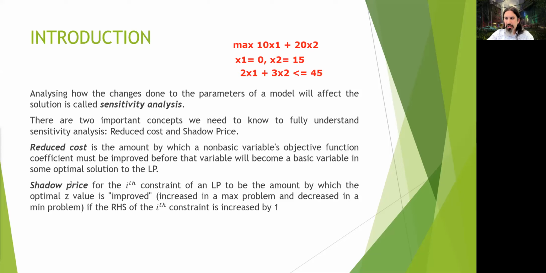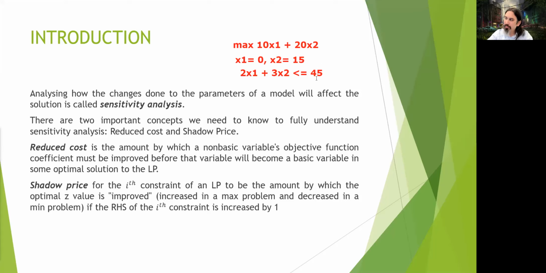And the shadow price is the amount of increment, or amount of increase, you can get from your objective function if you increase your right-hand side by 1 point. Now, this is for maximization, of course. The improved part is for maximization. The increased part is for maximization.